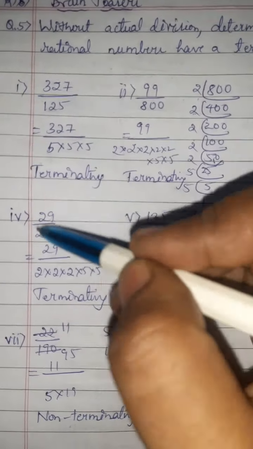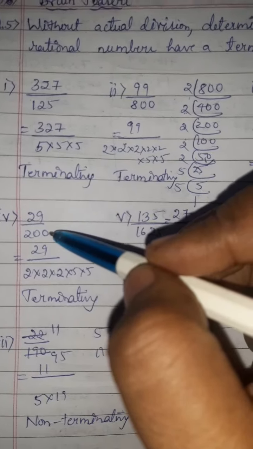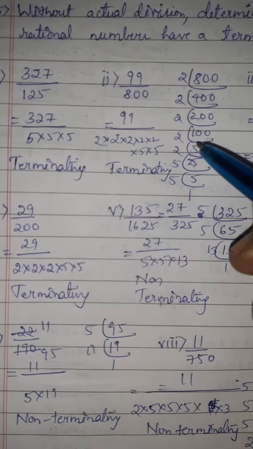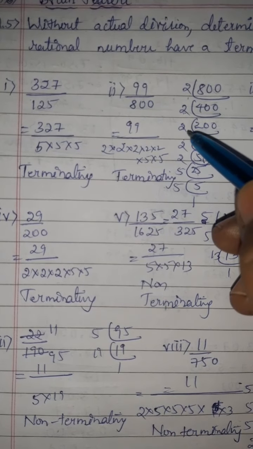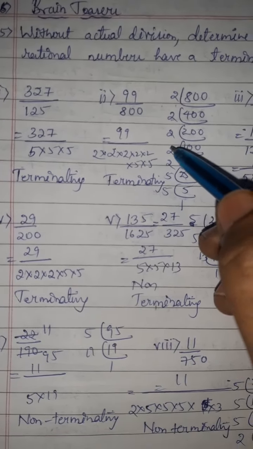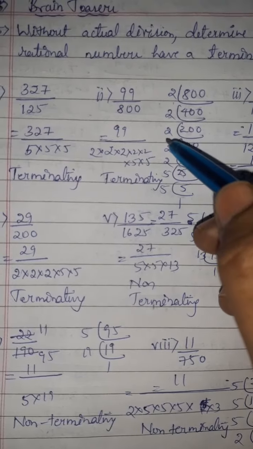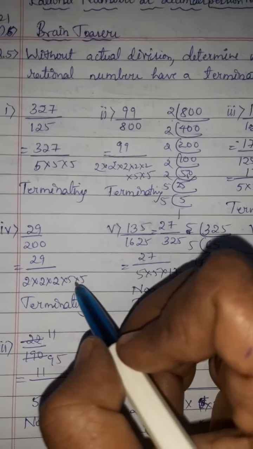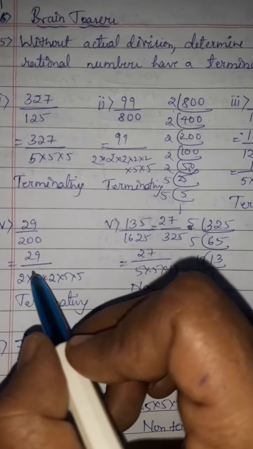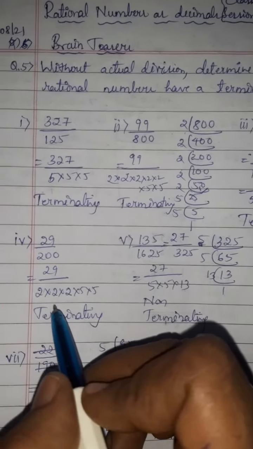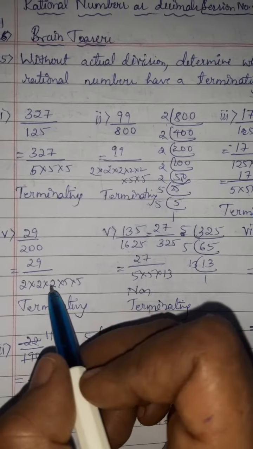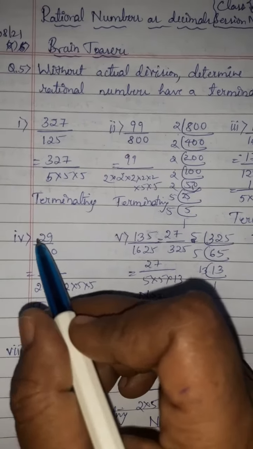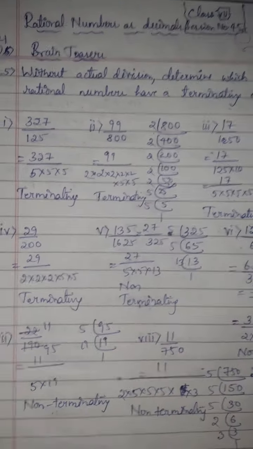Children, next is question number 4, 29 divided by 200. When 200 is divided by the prime factorization method, we get again the prime factors 2 and 5. 2 into 2 into 2 into 5 into 5 are the prime factors of 200. Here we observe in the denominator we have the factors both 2 and 5. Therefore the given rational number is terminating.